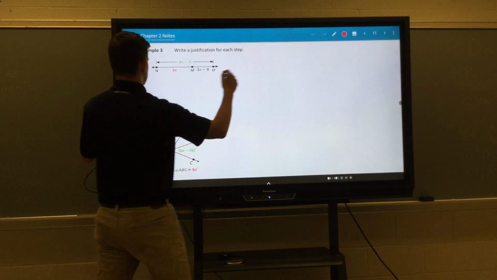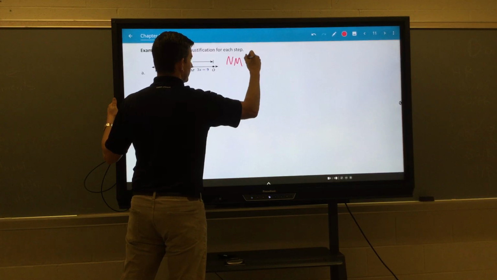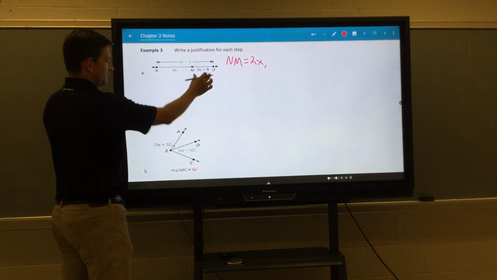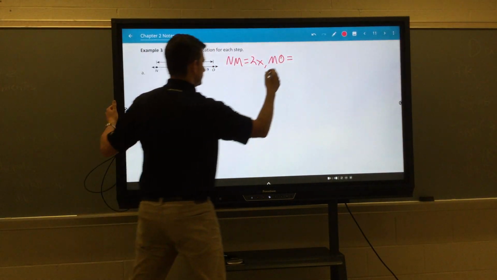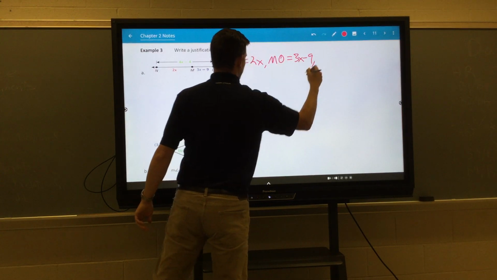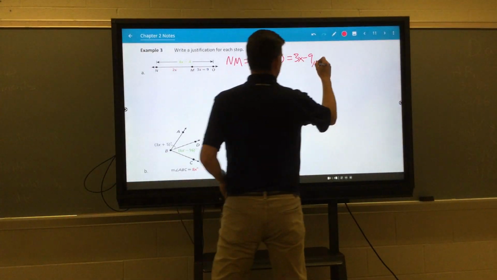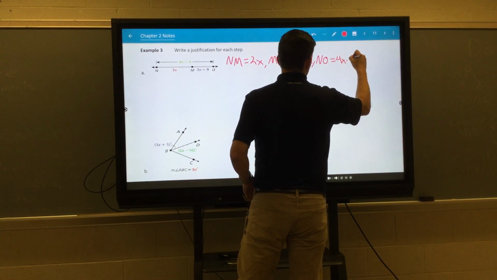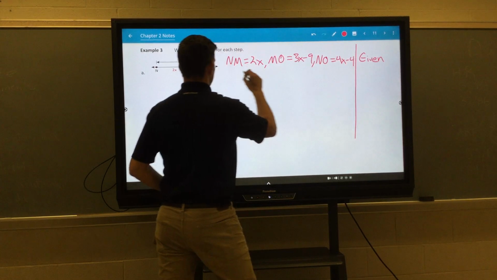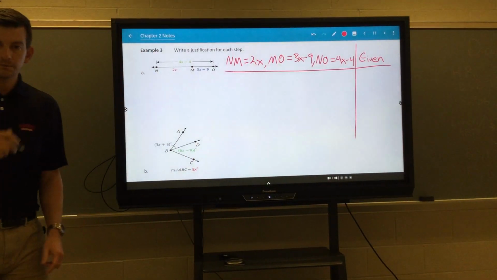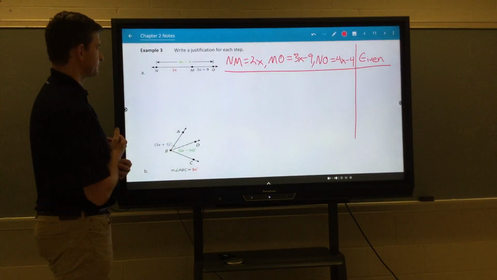We have this length of NM equaling 2x. So NM equals 2x. We have this length of MO equaling 3x minus 9. And lastly, this NO length is 4x minus 4. All of that is given. Doesn't have to be labeled as such. That's given to us from the picture. The picture is given information.